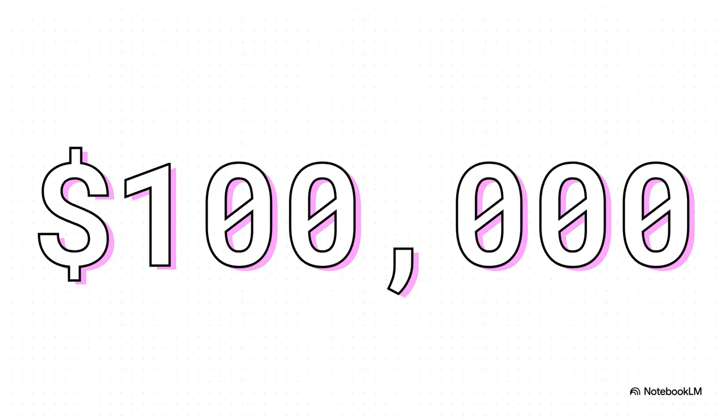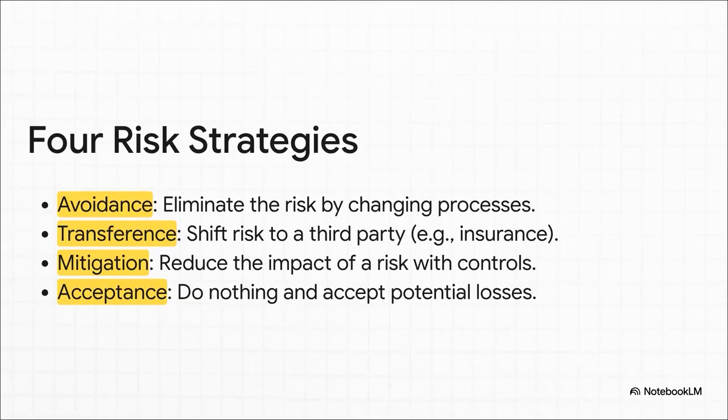And this final number, the ALE, this is your North Star. With an annual risk of $100,000, you now know exactly how much you can reasonably spend on defenses. This calculation prevents that classic, painful mistake of spending way more to protect something than the thing is even worth.